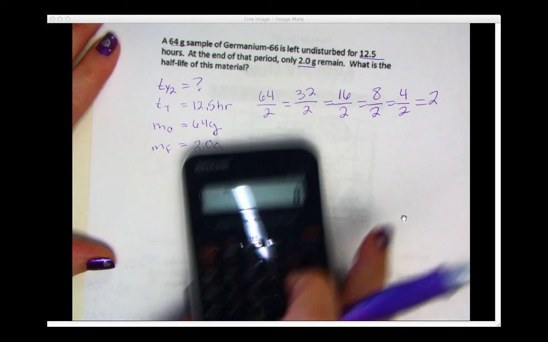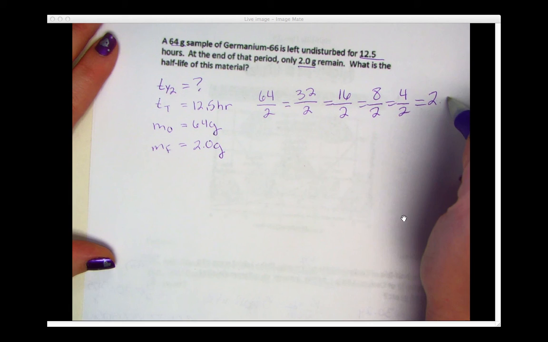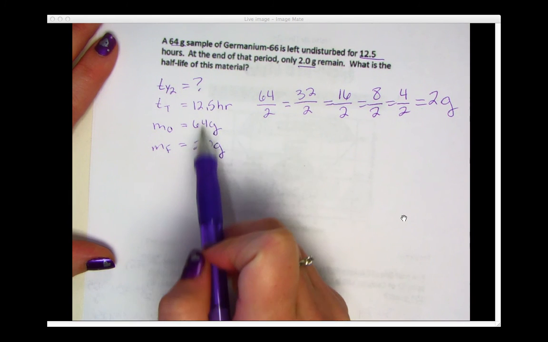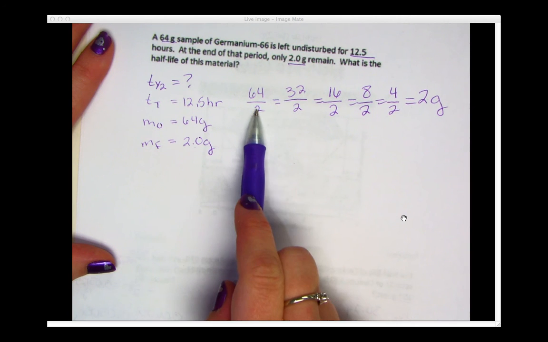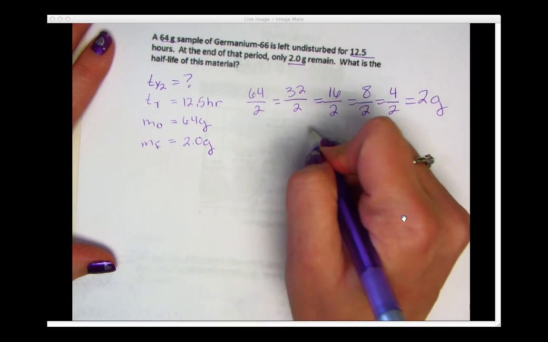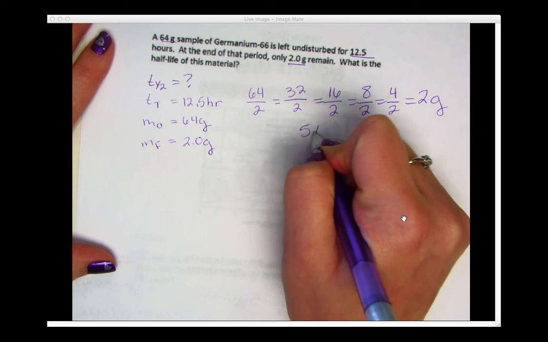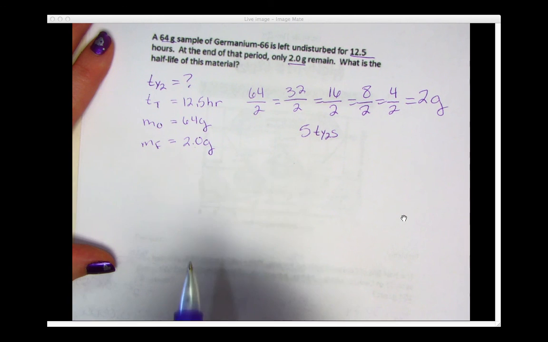So it started off at 64 grams, and now we are down to 2 grams, which is what the problem told us. So in order for it to go from 64 to 2, it has to go through 1, 2, 3, 4, 5 half-lives. Okay, so now that we know that we have gone through 5 half-lives and we know that it took us 12.5 hours to do this, we need to know how long one half-life is.